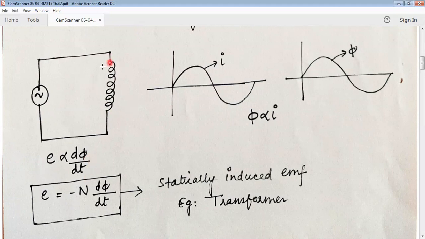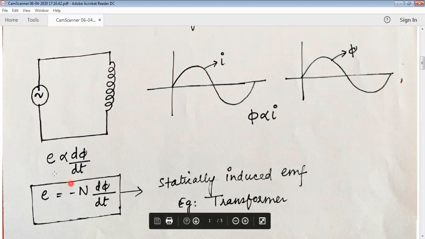Here, the coil is stationary. The coil has a number of turns, and this is your current. Since you are applying an AC voltage, the current will also be AC. Because of this current flowing in the coil, flux is there, so the nature of the flux will also be like the current. When you remove the proportionality constant, a term minus N will come. So here this EMF is called a statically induced EMF.